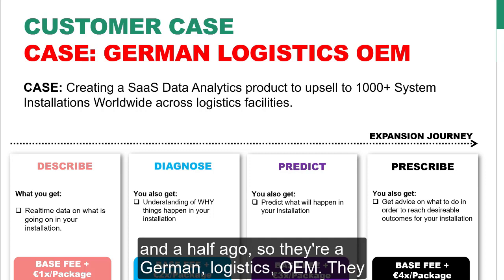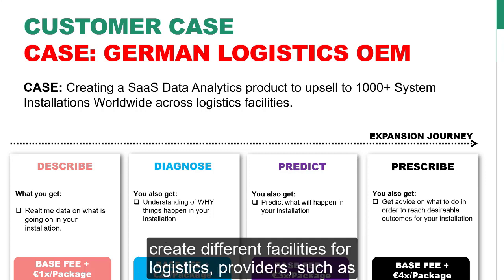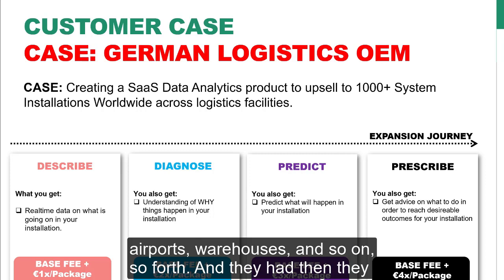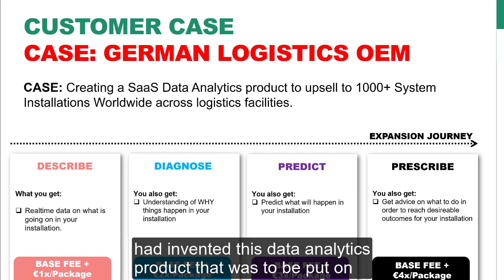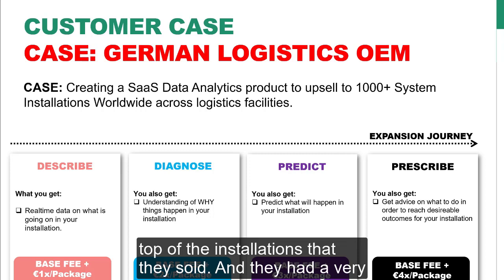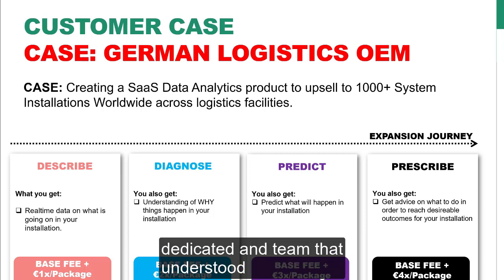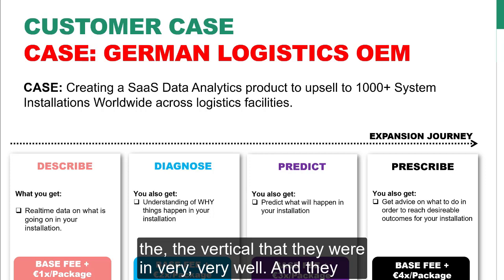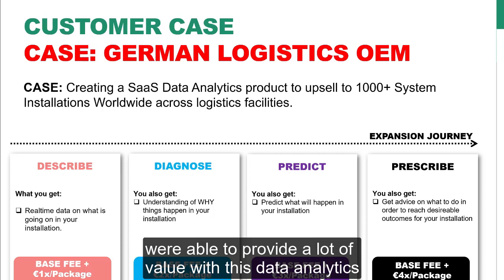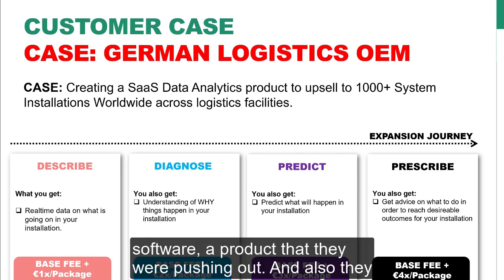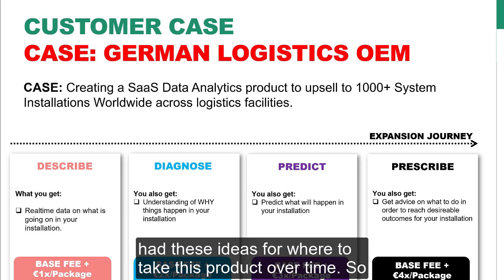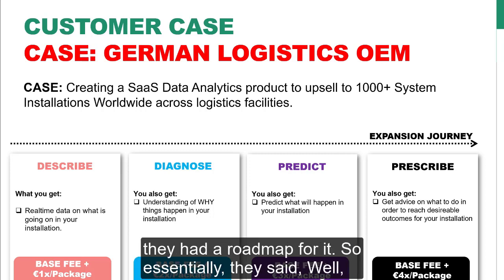So they're a German logistics OEM. They create different facilities for logistics providers such as airports, warehouses, and so on and so forth. And they had invented this data analytics product that was to be put on top of the installations that they sold. And they had a very dedicated team that understood the vertical that they were in very, very well. And they were able to provide a lot of value with this data analytics software product that they were pushing out. And also they had these ideas for where to take this product over time. So they had a roadmap for it.